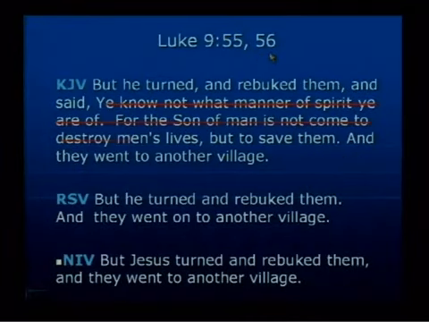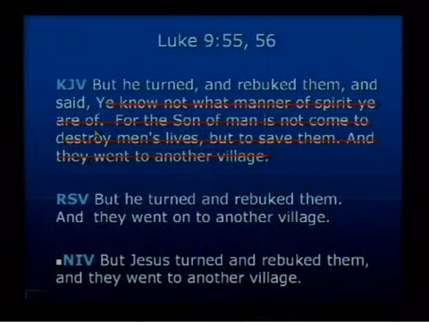Luke chapter 9, verse 55 and 56. Just look what disappears. RSV. But he turned and rebuked them, and they went into another village. The NIV. But Jesus turned and rebuked them, and they went into another village. You know, besides being strange, it's a stupid verse. It's stupid. But he turned and rebuked them and said, ye know not what manner of spirit ye are of.